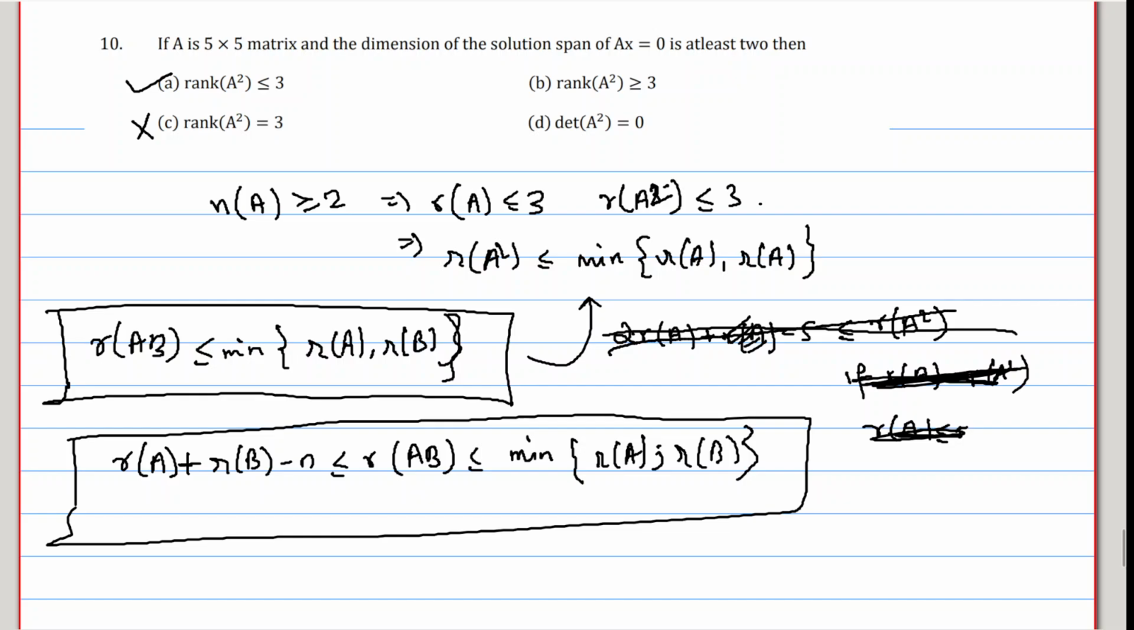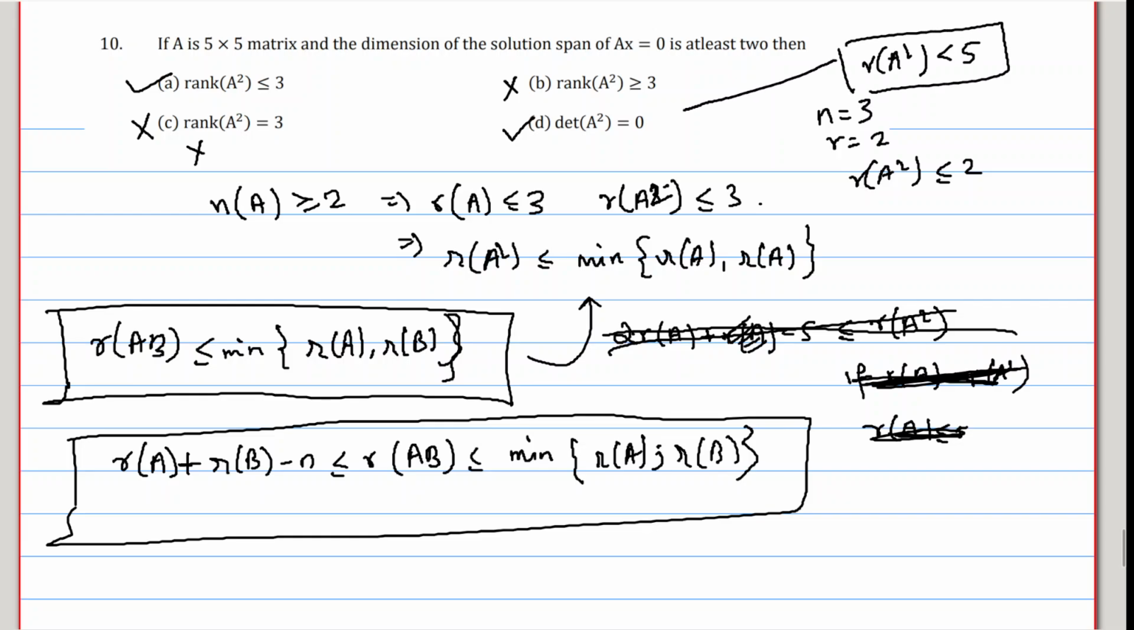So we have that the rank is less than or equal to 3. In fact, if you choose the null space to be 3, then the rank will be 2. In that case, the rank of A square will be less than or equal to 2, so this will not hold, and similarly this will also not hold. Determinant of A square will be 0 because the rank of A square is strictly less than 5. This implies that the determinant of A is 0. It is not full rank, so it is singular. This is clear.